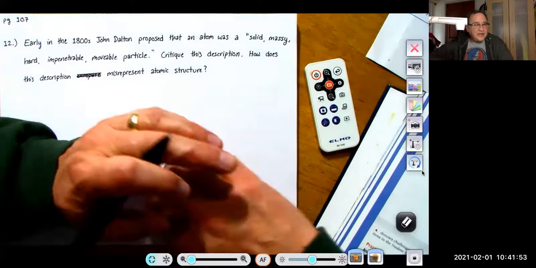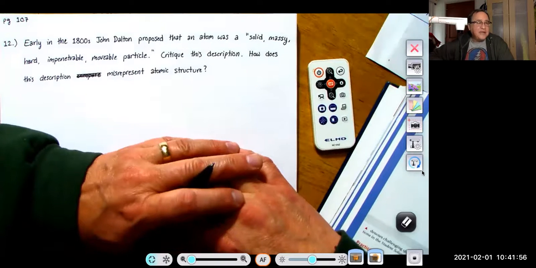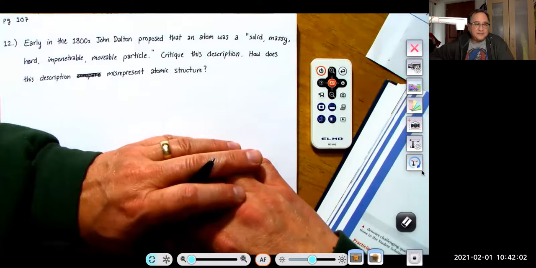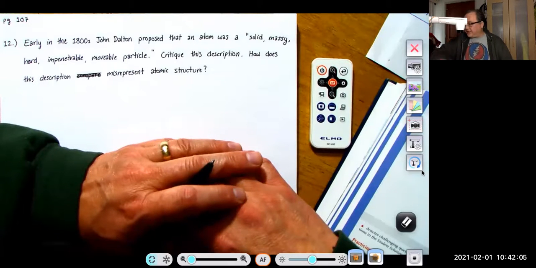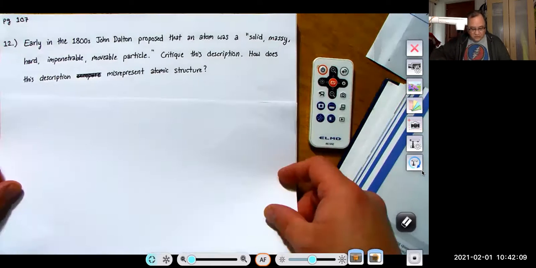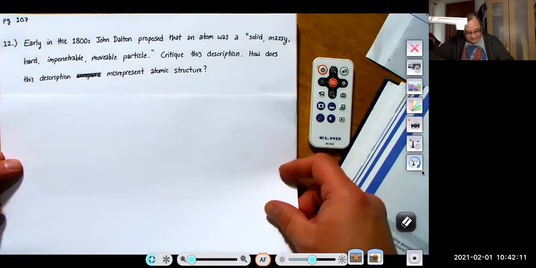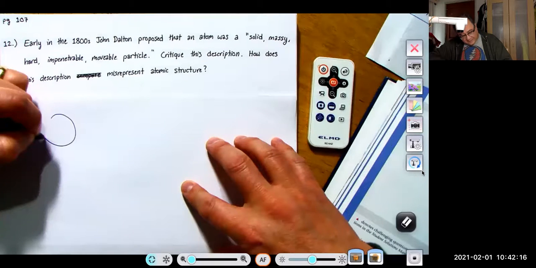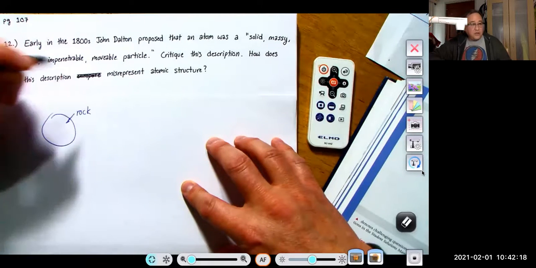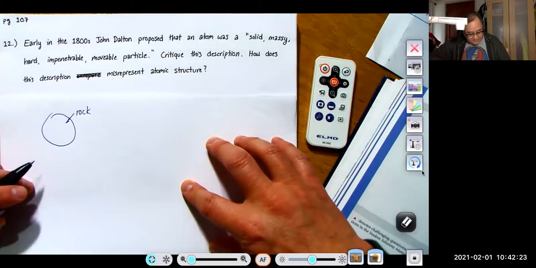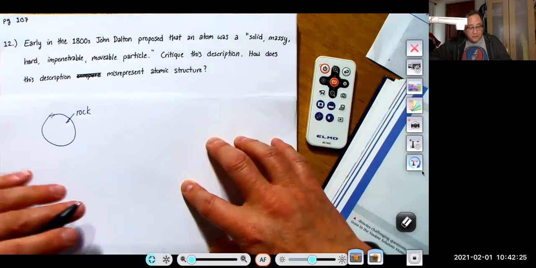Okay, solid, massy, hard, impenetrable, movable particle. Sounds like a rock, doesn't it? So let's critique this description. So here's John Dalton's idea of an atom. It's like a rock. So that means that it's dense throughout, like a rock. How does that compare with our modern description?